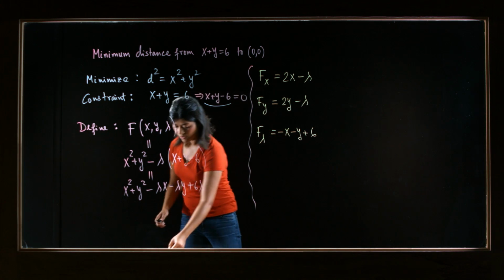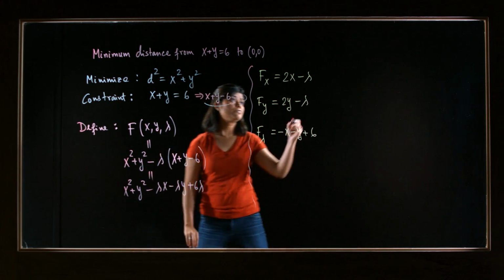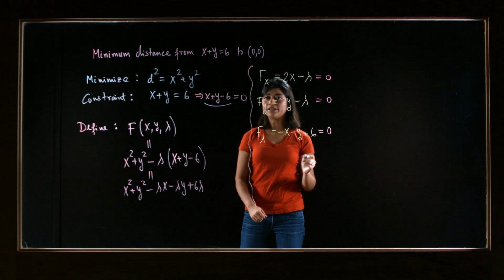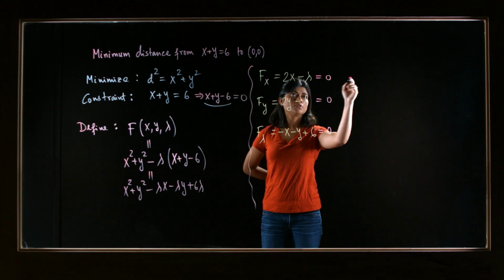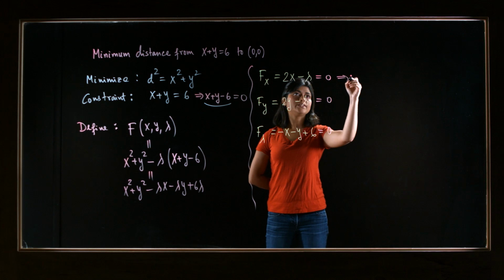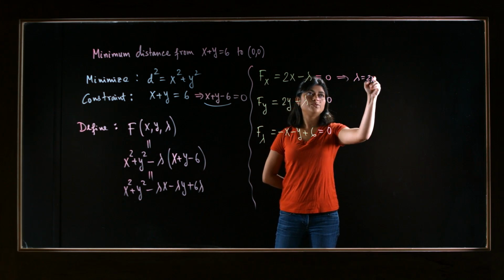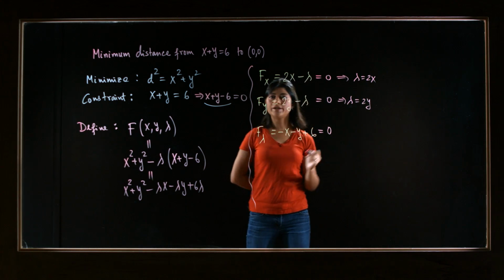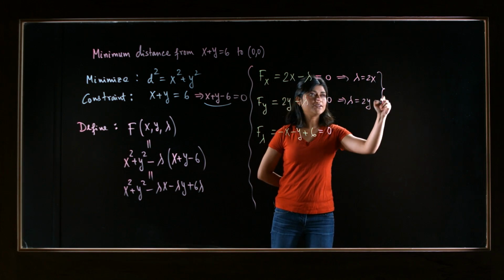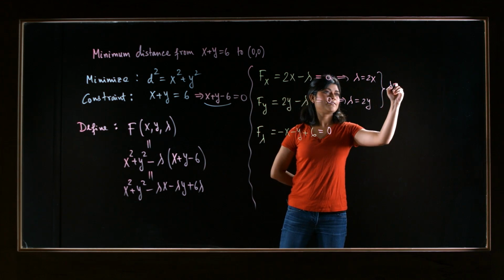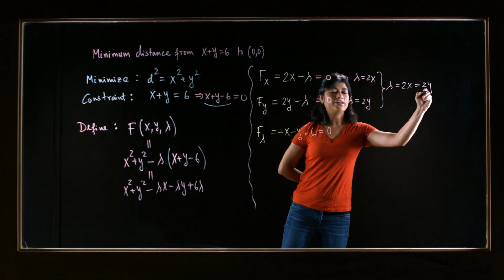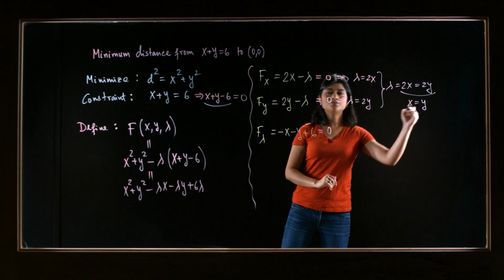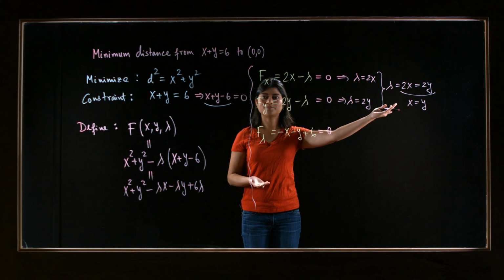Okay. Now we set each of these equal to 0 and try to find the value of x and y. So from the first one we get lambda is equal to 2x. From the second one we have lambda is equal to 2y. And then together these two give us 2x is equal to 2y, because they're both equal to lambda. But that means x should be equal to y. You can cancel out the 2, right?